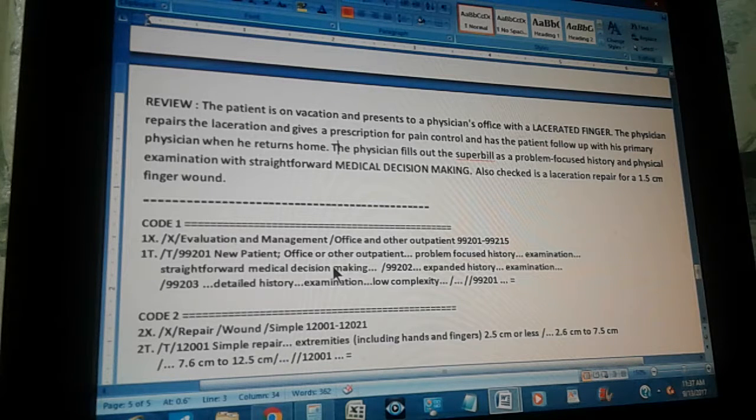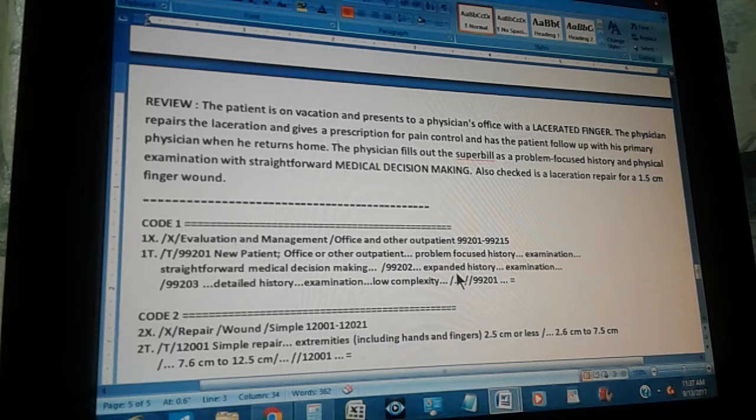But let's check the next one to see why it is different. The 202 is what? Expanded history. It's not expanded. This is just problem focused, right? The 3 is what? Detailed history. It's not detailed. It's just problem focused. So that's why we go back to it.